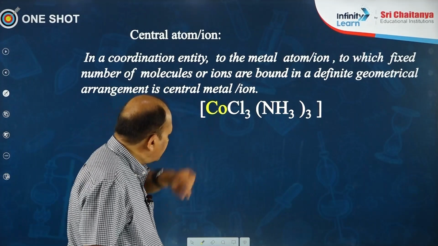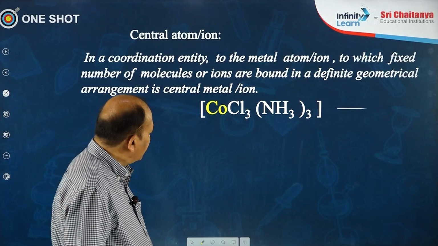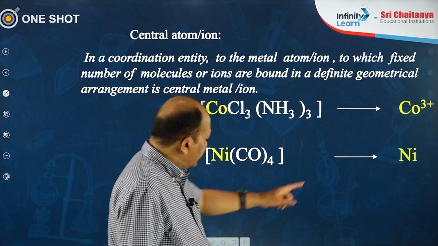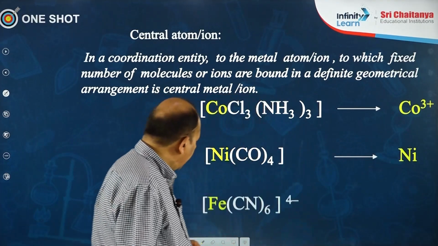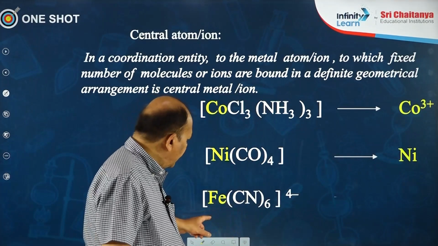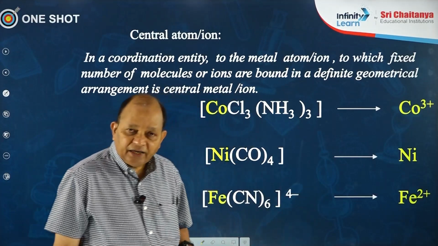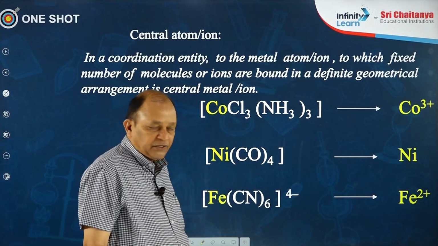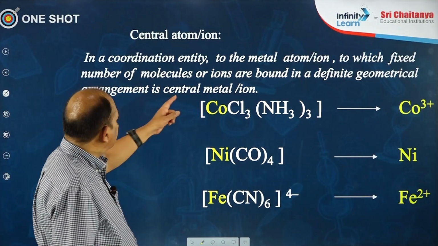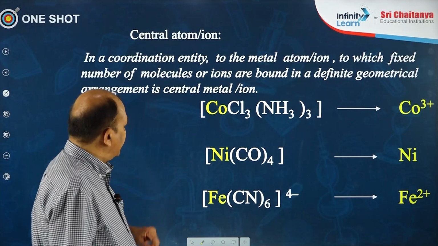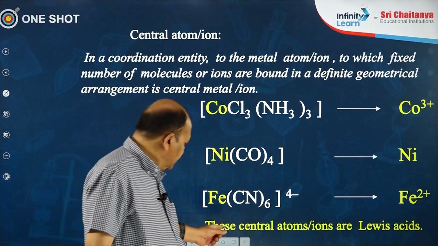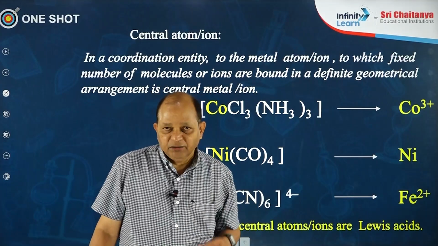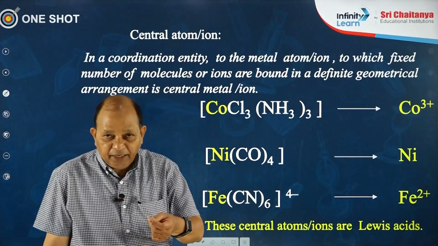So, here cobalt is the central metal ion. Take nickel tetracarbonyl, here nickel is the central atom, and here is another complex, where iron is the central metal ion. This is hexacyanoferrate(II) actually. So, this is the central atom or ion in the coordination entity. Usually the central metal or ion acts as a Lewis acid because it is an electron pair acceptor.